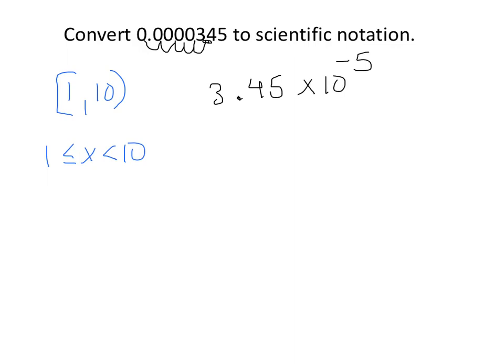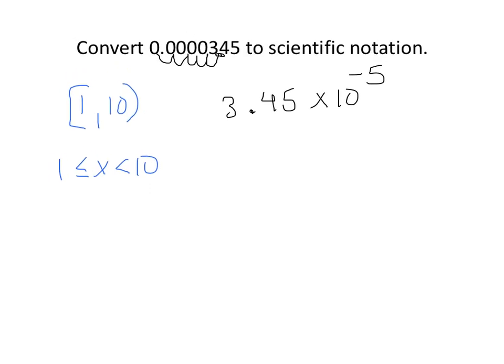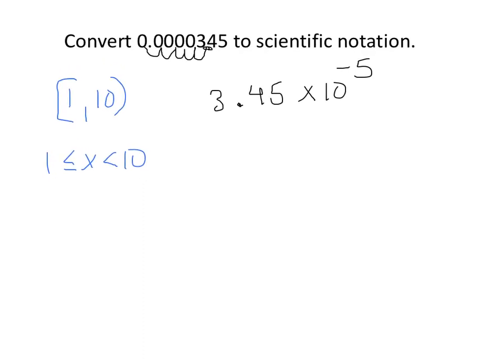Let's double check our count here. 1, 2, 3, 4, 5. We moved it 5 times. And it's negative because the number started smaller than 1.